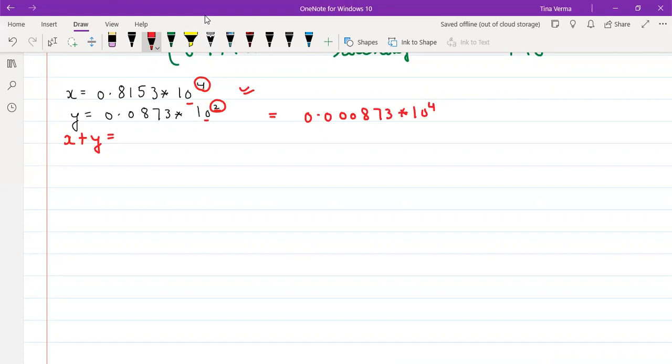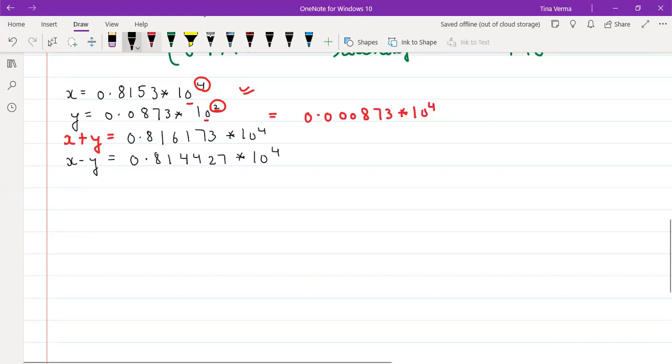Any doubt till here? So when you are finding the exact value, when you do x plus y, you will get the answer, that is 0.816173 into 10 raised to the power 4. And when you do the subtraction x minus y, that will be 0.814427 into 10 raised to the power 4. When you have to multiply, you just multiply the numbers.